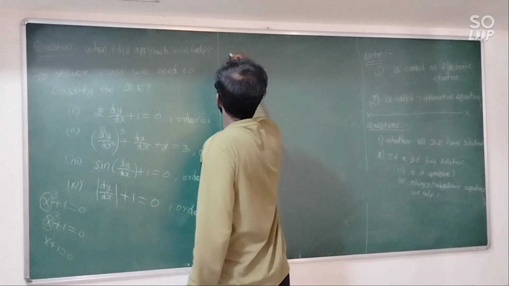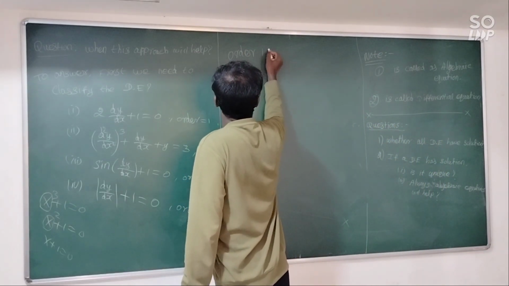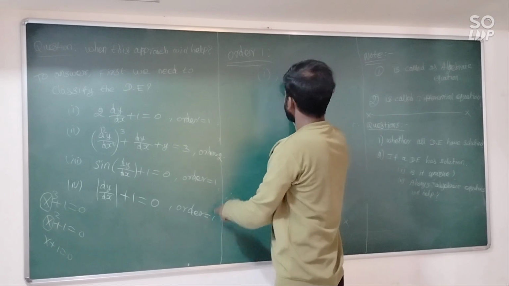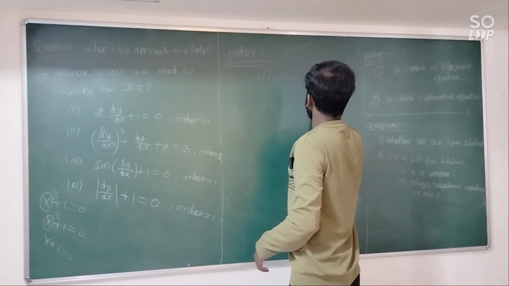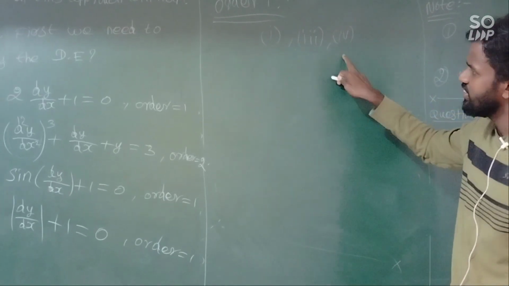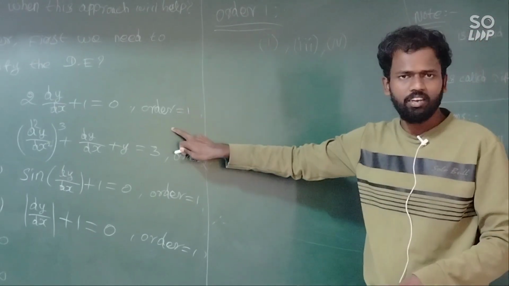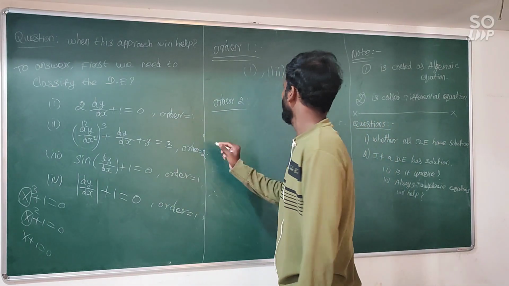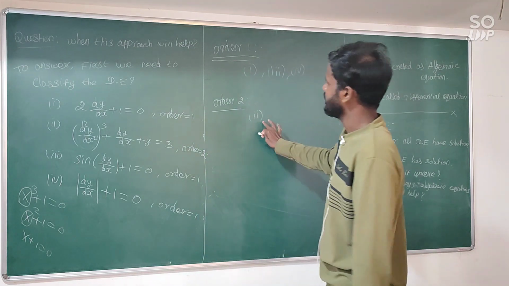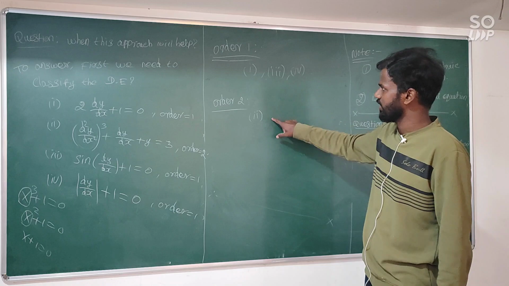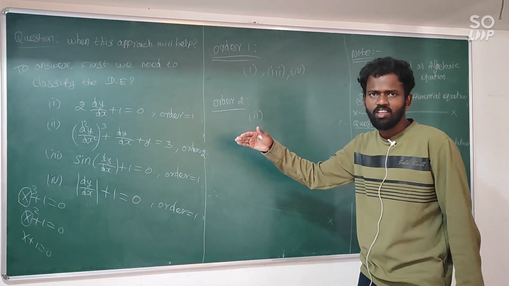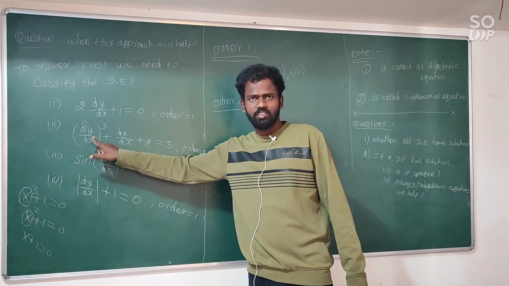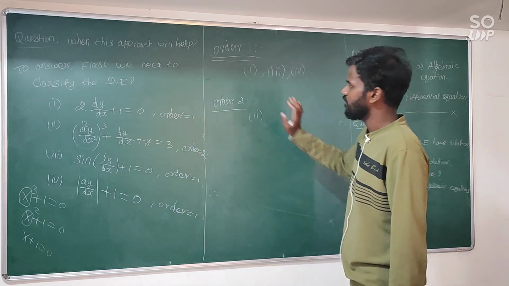Through this, for order 1, what are the equations here? Equations 1, 3 and 4. So we classified these three equations as order 1 differential equations. Now what are the equations of order 2? Only equation 2. So now we are able to classify into two categories: order 1 and order 2. Likewise, you can classify into order 3, order 4, order 5 if the highest derivative involved is 3, 4, 5. So this is one way of classification.